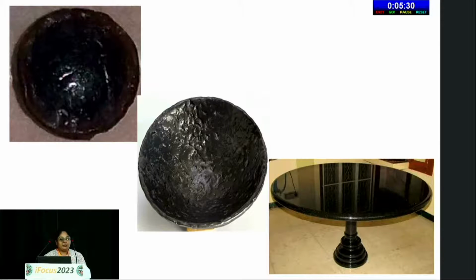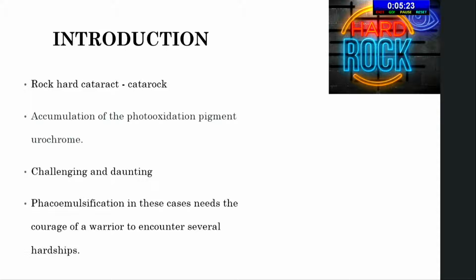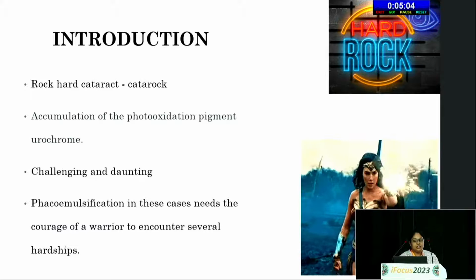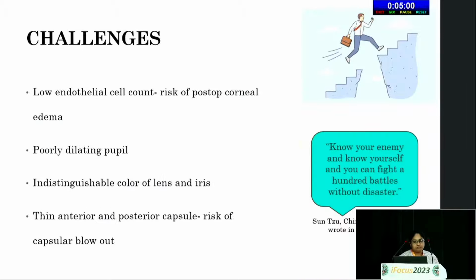So today I will be talking to you about these rock hard cataracts, also colloquially known as black cataracts. They're hard because of the nuclear sclerosis, and they become brown or black due to the accumulation of the photooxidation pigment urochrome. It is definitely challenging and daunting even for most experienced surgeons to get this cataract out of the eye, and let alone phacoemulsification, it definitely needs the courage of a warrior to get the rock hard cataract out.